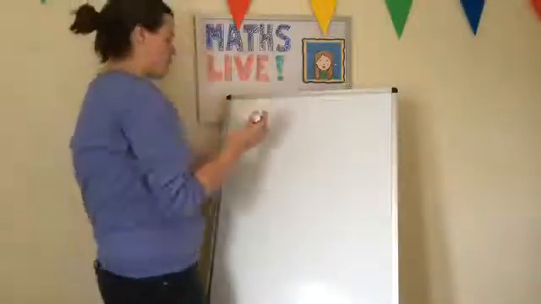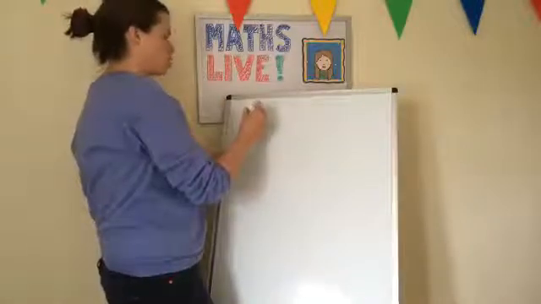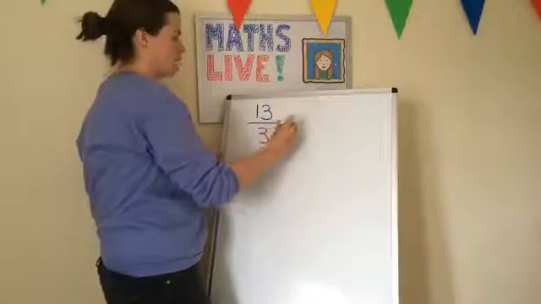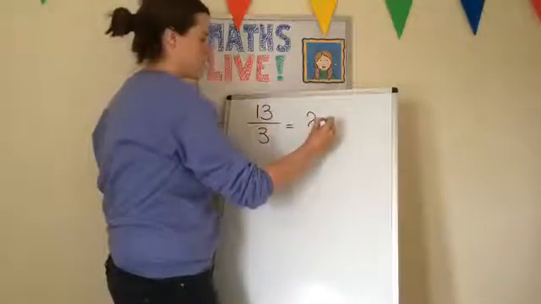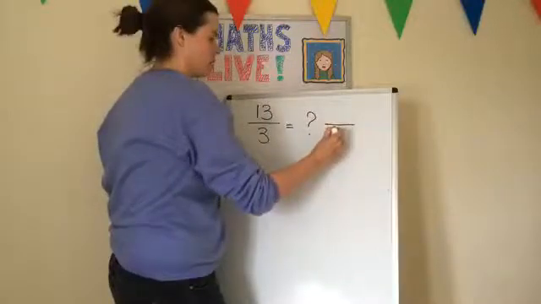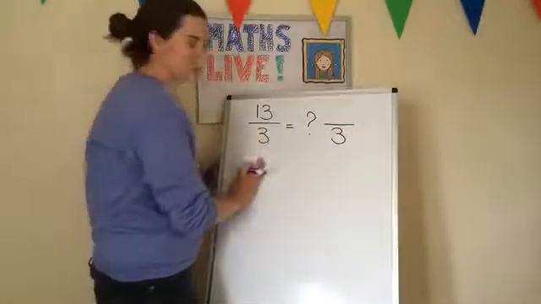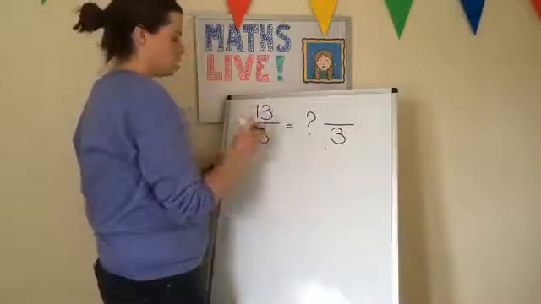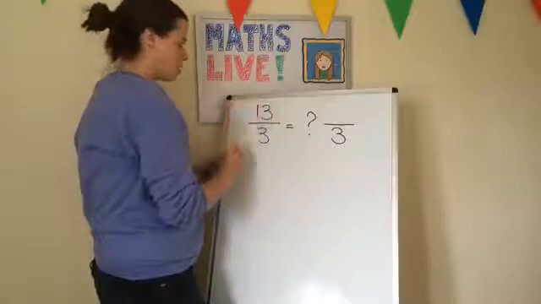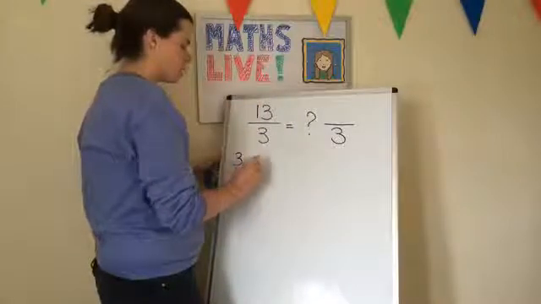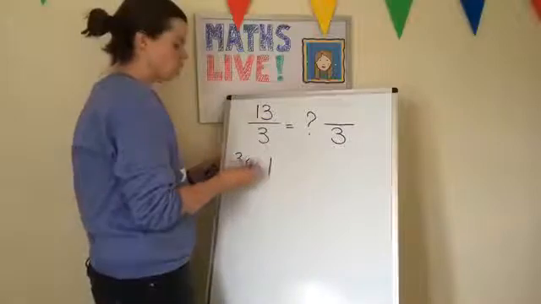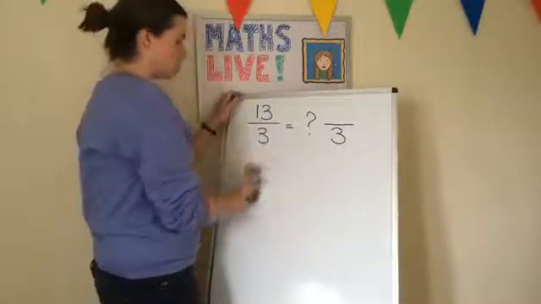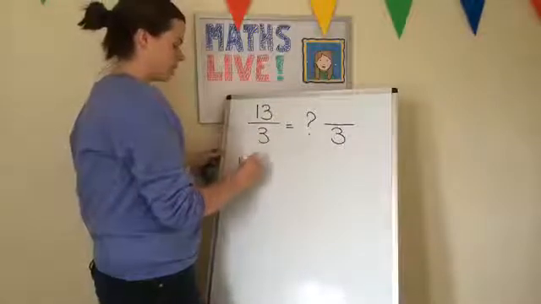So I've got a mixed number fraction. Actually, I'm going to do an improper fraction first. So I've got 13/3. And I need to make it into something and then over 3. Remember, the denominators always stay the same. So I'm making this improper fraction to a mixed number fraction. So I'm thinking about, if I know that 3/3 is 1, how many lots of 3/3 can I fit into 13/3? So what I'll do is divide 13 by 3.